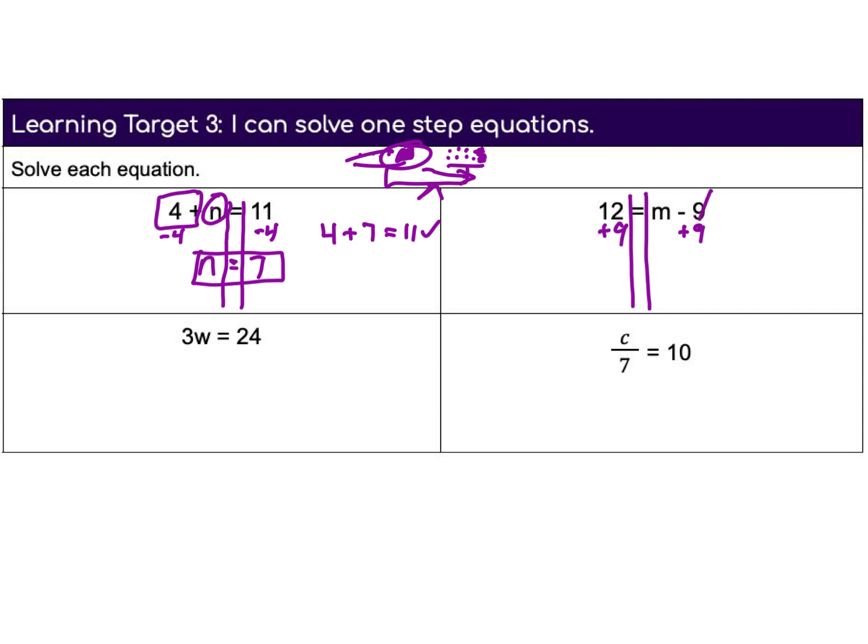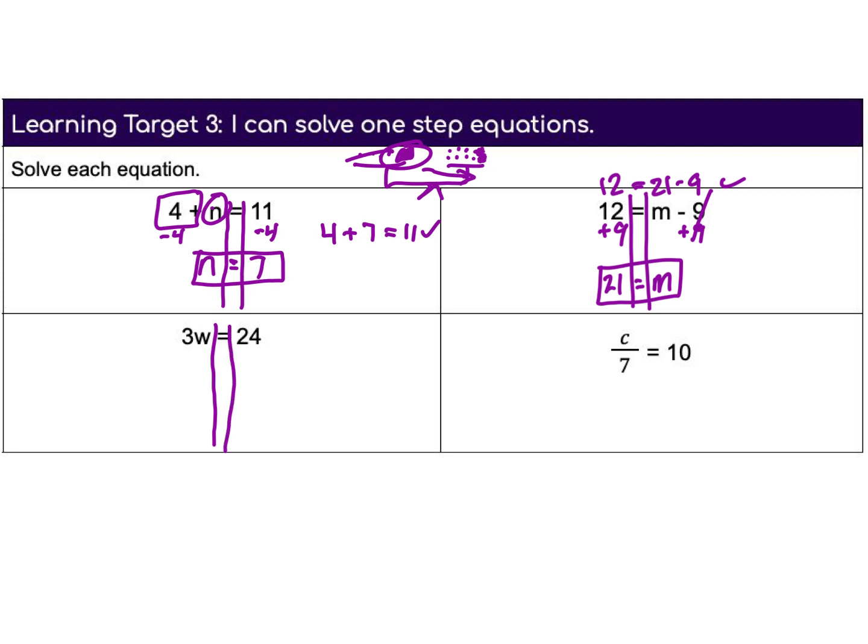These 9s, when they're opposite, they can go away. We call that canceling them out. And so I have just m left on this side. Well, m is going to be equal to 21 because I just took 12 plus 9. I can check 21 minus 9. Is that the same as 12? It is. All right, here's those numbers and letters touching again.